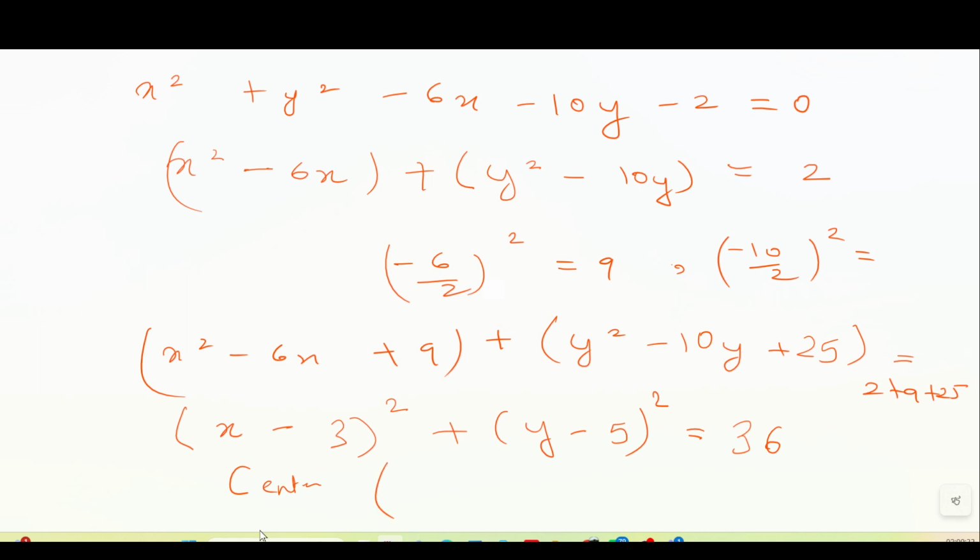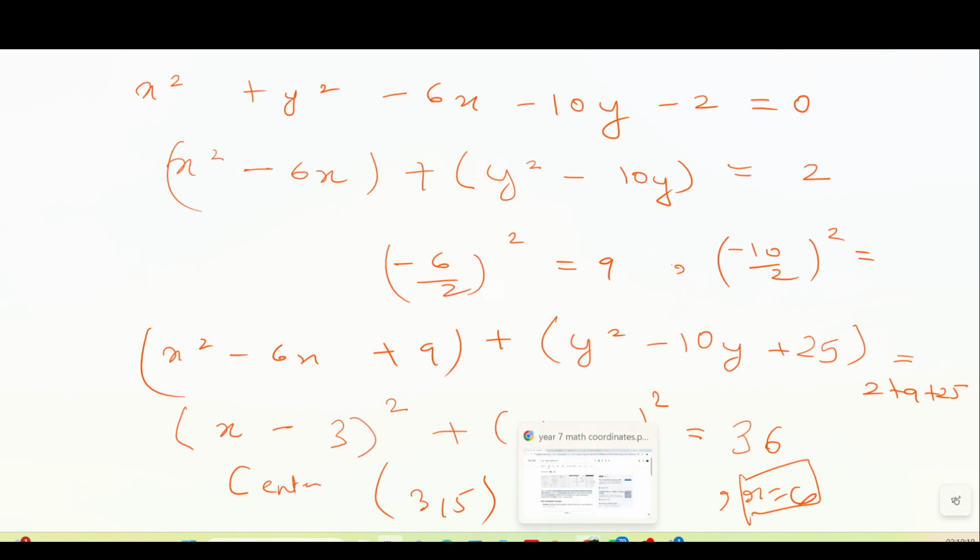So, coordinates of center would be x minus 3 squared... Oh, 36, that's the radius. Would it just be 6? That's 6, radius. Yeah, I'm asking center coordinates. Okay, radius is 6, yeah. So center coordinates would be 3, 5. Yes, 3, 5. Good. Okay, that's great.